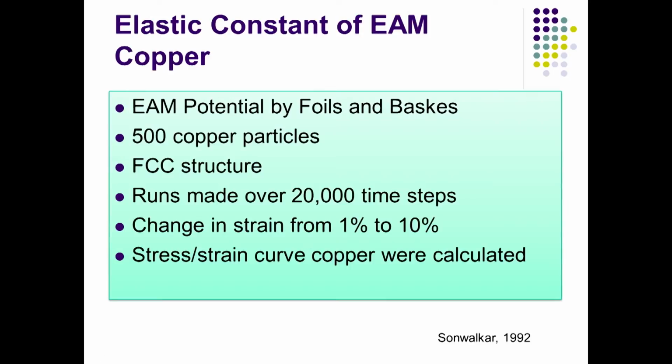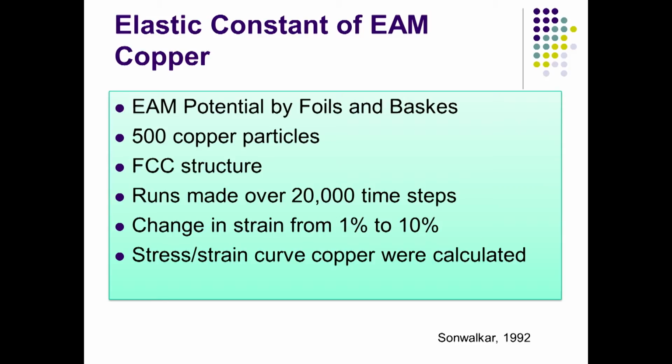Now let us look at a particular case that I did with EAM copper with 500 copper particles. We used the EAM potential by Foiles and Baskes, and we looked at the FCC structure. We put the 500 copper particles in FCC structure, runs were made over 20,000 time steps, and then we changed the strain from 1% to 10%, calculated the stress strain curve of the copper, and based on that we came up with the elastic constants. As you know, this is FCC cubic, so you have only 3 elastic constants, C11, C12 and C44.